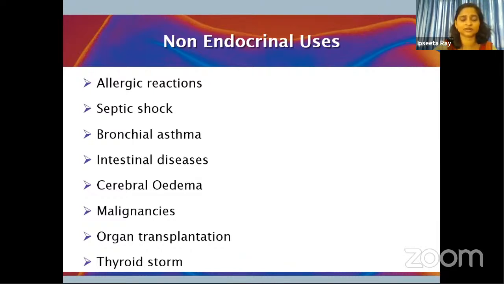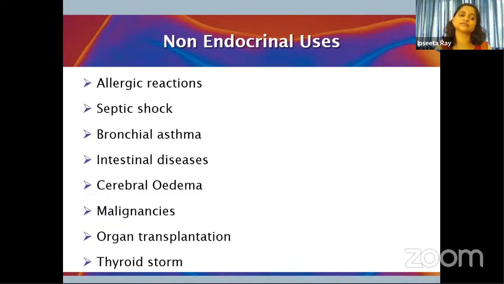Bronchial asthma: if it's a medical emergency like status asthmaticus, hydrocortisone is used. Or in chronic asthma, we can use oral prednisolone. Or in persistent and intermittent types of asthma, mild, moderate, and severe, inhalational corticosteroids are mainly used. Intestinal diseases, Crohn's disease, inflammatory bowel disease, again the anti-inflammatory property of steroids is exploited. Cerebral edema, dexamethasone has been shown to reduce the edema, so in this condition it is used.